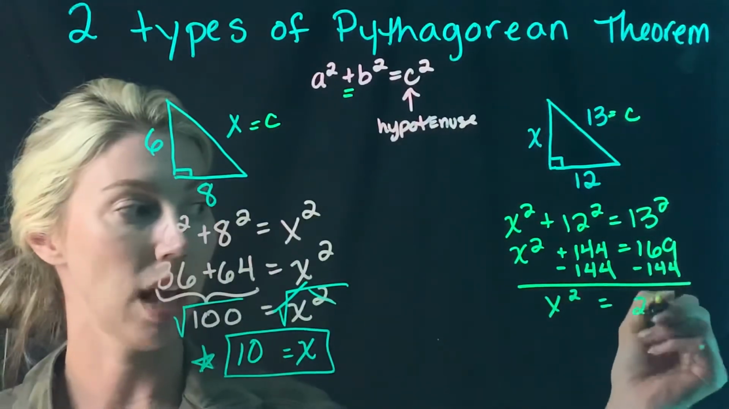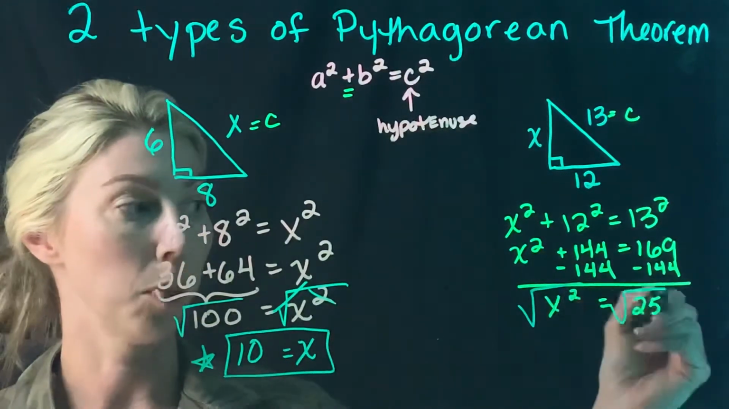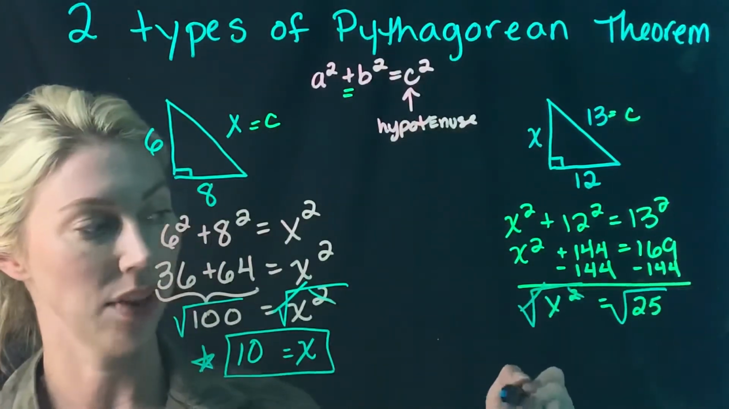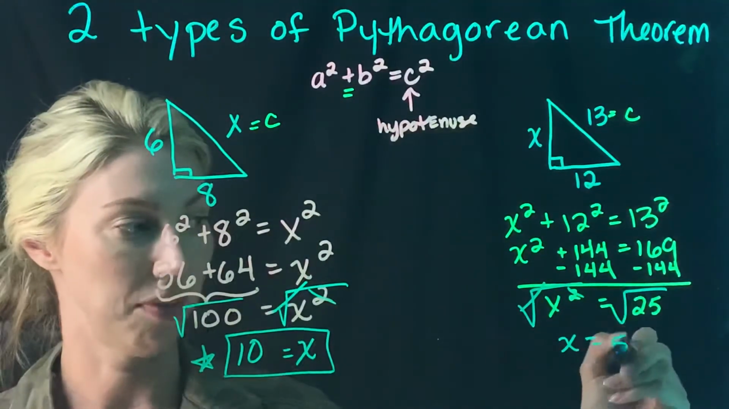When I subtract those, I get 25, and still the last step of the Pythagorean theorem is going to be to square root both sides. My square root will cancel out the squared, and I'll get that x is the square root of 25, which happens to be 5 in this case.